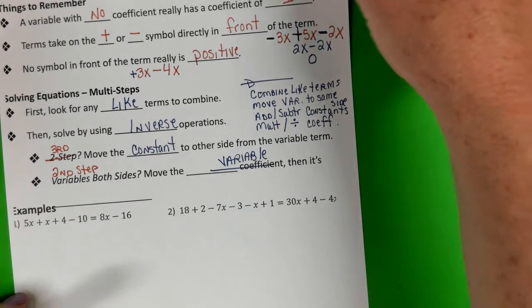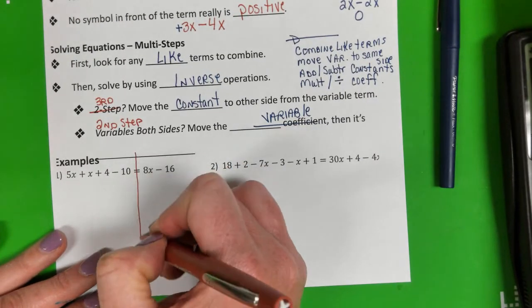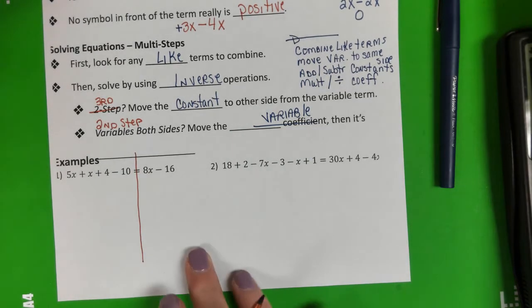Okay, so let's look at these. Let's go through two examples together. Okay, so first off, remember, I talk about drawing a line down through the equal sign. I think that helps a lot of you. So please don't skip that step.